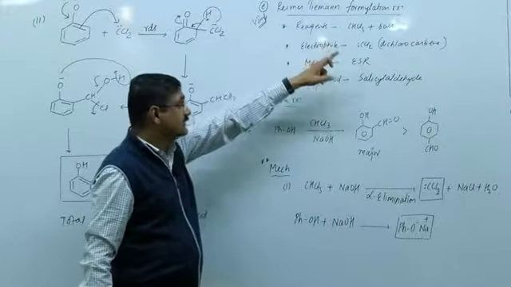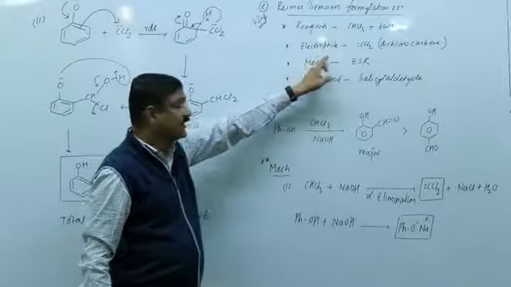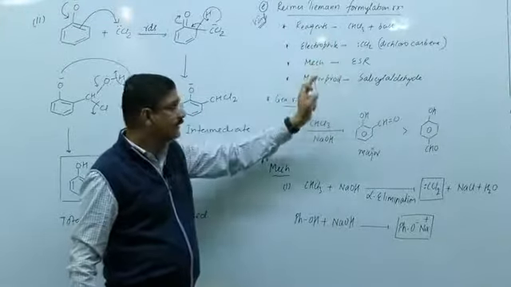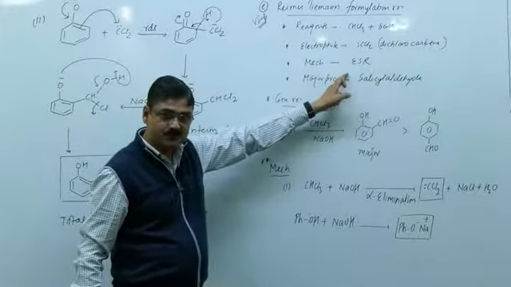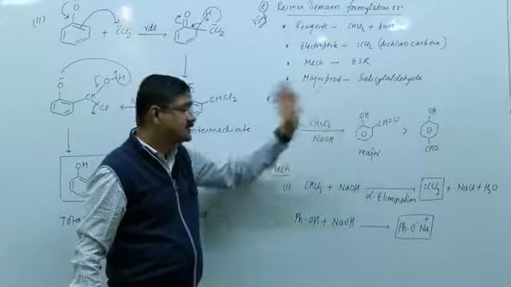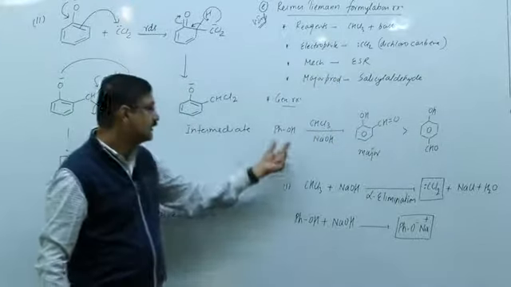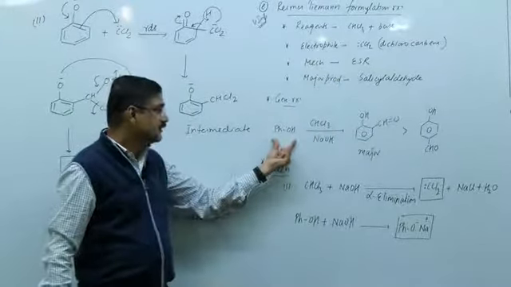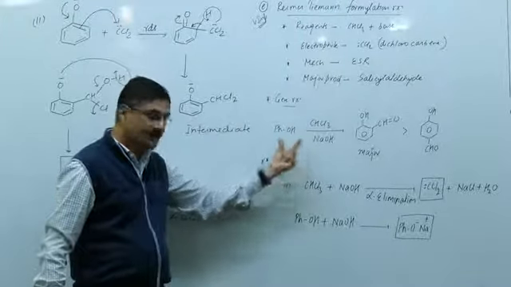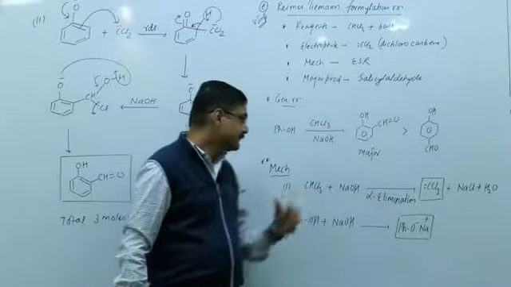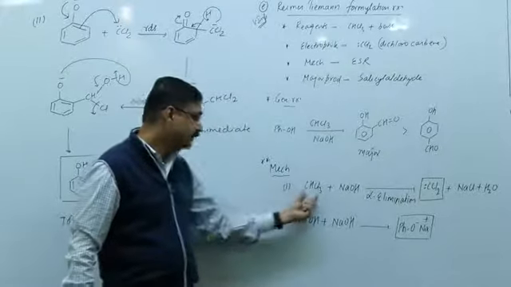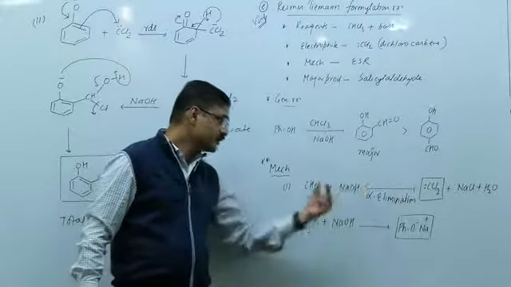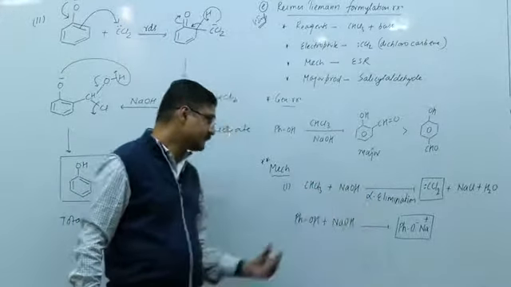Reagents are chloroform plus base. Electrophile is dichlorocarbene. Mechanism is electrophilic substitution reaction. Major product is salicylaldehyde. Now, general reaction: phenol in presence of chloroform and base is converted into salicylaldehyde. Mechanism: chloroform plus base gives dichlorocarbene by alpha elimination reaction.